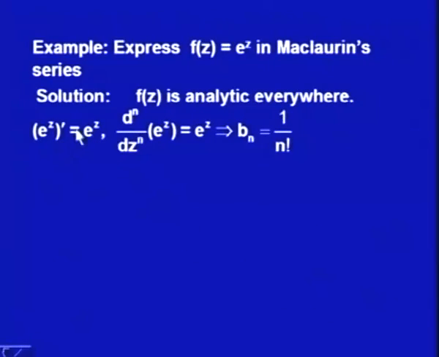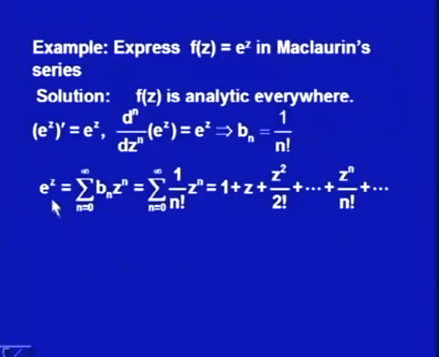The derivative of e^z is e^z, and in fact, the nth derivative of e^z is also e^z. So, this gives me that b_n is equal to 1 upon factorial n, and this means e^z is represented as summation n equals 0 to infinity, 1 upon factorial n, z raised to power n. In expanded form it is 1 plus z plus z squared by factorial 2 and so on, plus z^n over factorial n and so on. So, the Maclaurin series for the exponential function is given as this.